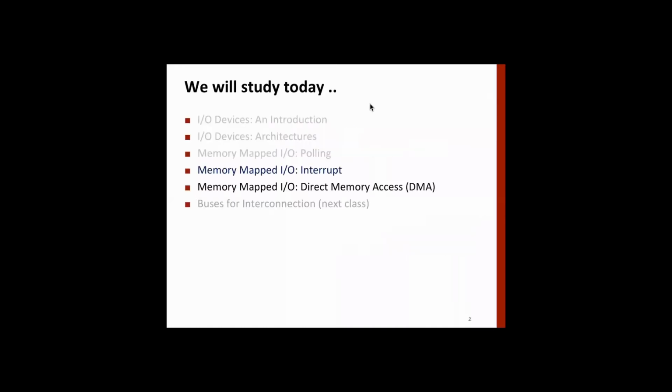Okay, so in the last lecture we studied how I/O is to be done and what input output actually is, and then we looked at one method called polling. Today we'll look at two methods called interrupt and DMA. And the last class on this topic will be tomorrow. We'll look at bus structure.